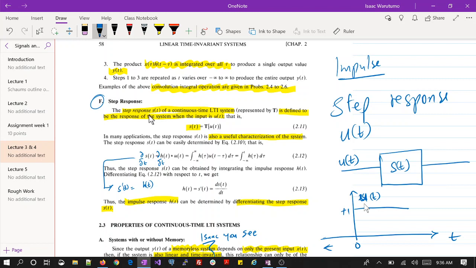And it's saying now that the step response s of t of a continuous time LTI system represented by T is defined to be the response of the system when the input is the unit step input that is described by u of t, and that is described by equation 2.11.